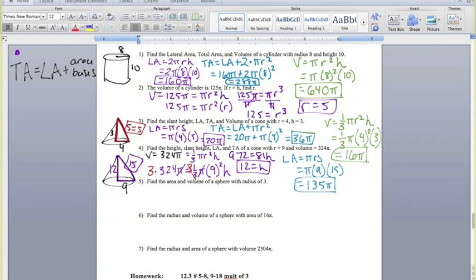And then the last thing here, total area. We do our lateral plus the base, which is pi r squared, or pi 9 squared. So we do 81 plus 135, just ignore the pi's and let them tag along. We get 216 pi.